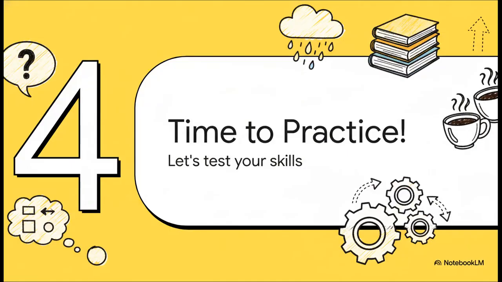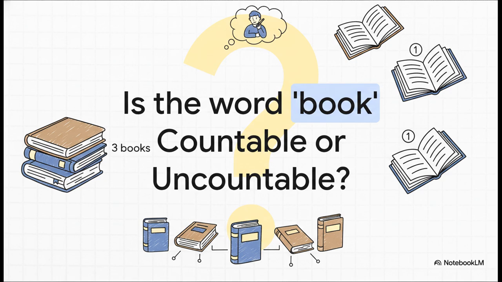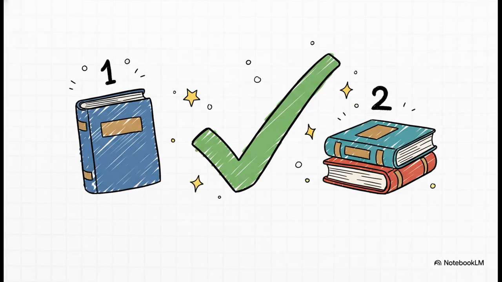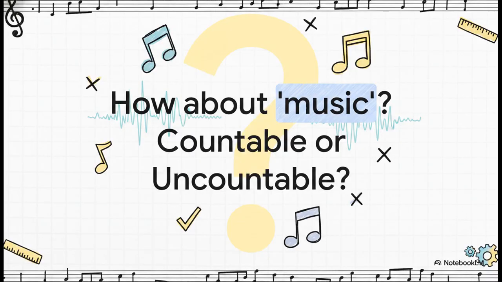Okay, that's enough talk. The best way to get this stuff locked in is to actually do it. So, you ready to test out your new skills? Let's go. First one up, the word book. What's your gut feeling telling you? Is it countable or uncountable? Yes, it's totally countable. You can have 1 book, a stack of books. You got it. Nice job. All right, ready for the next one?